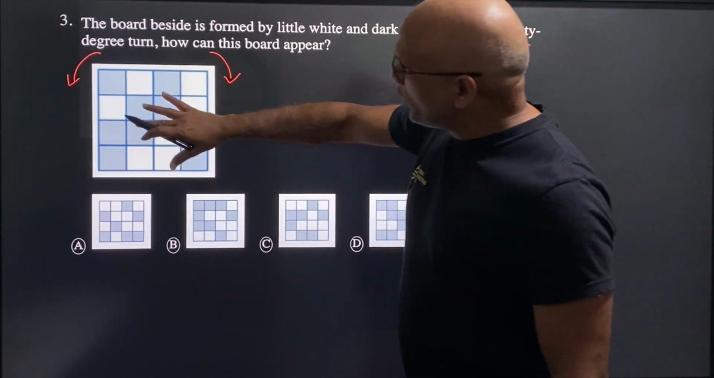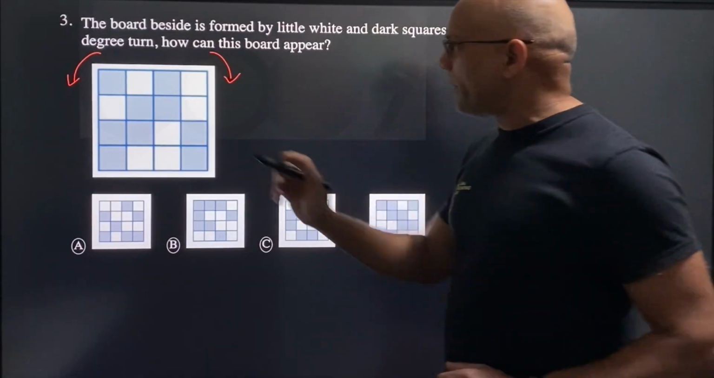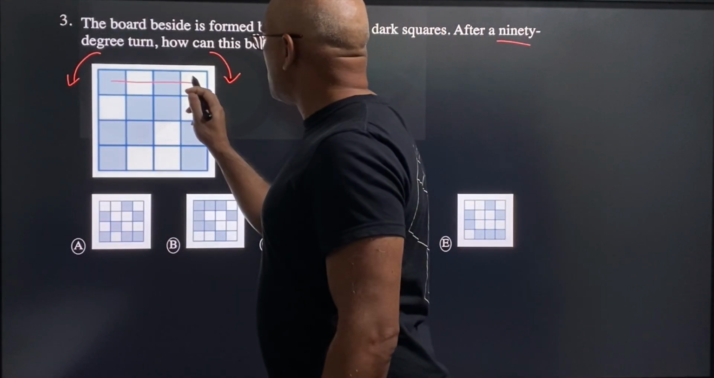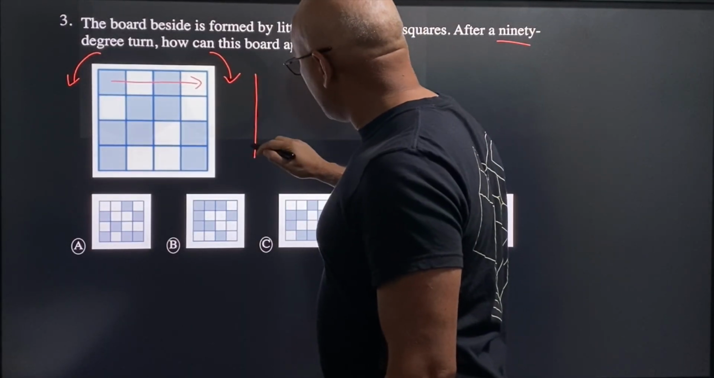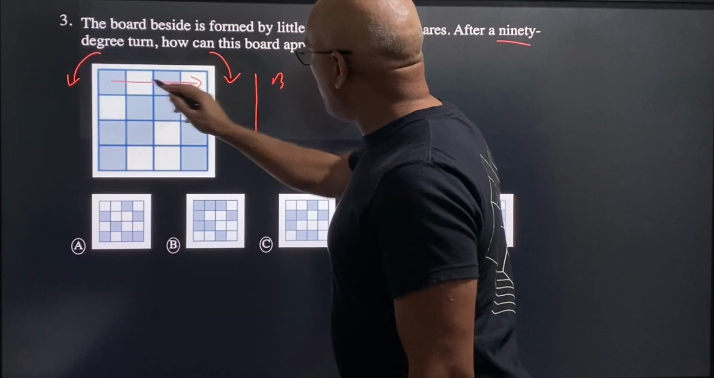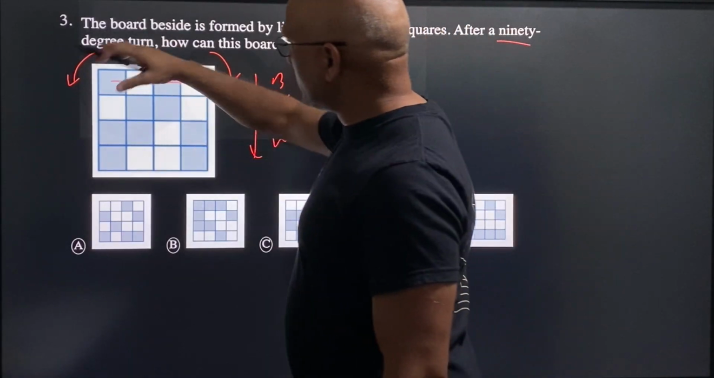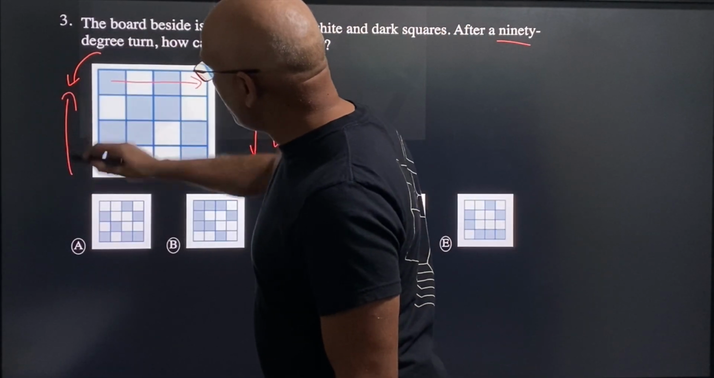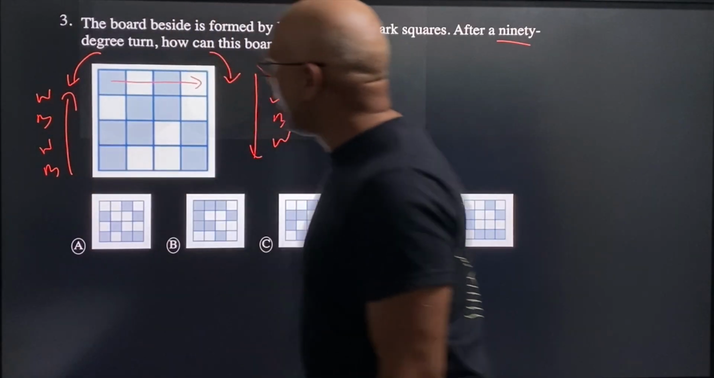Now it will be difficult to compare the whole thing, so let me pick a small piece of it. Let me just pick this row. If it turns like this, it will come like here, but this will be blue, white, blue, white. But if it turns like this, the arrow will be like this. I should see blue, white, blue, white.